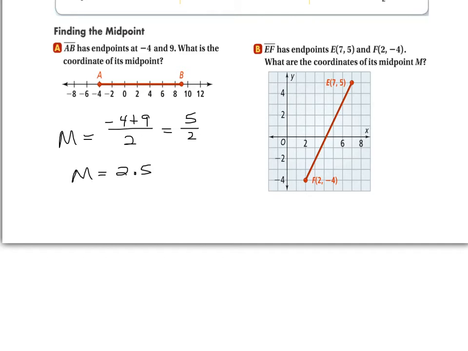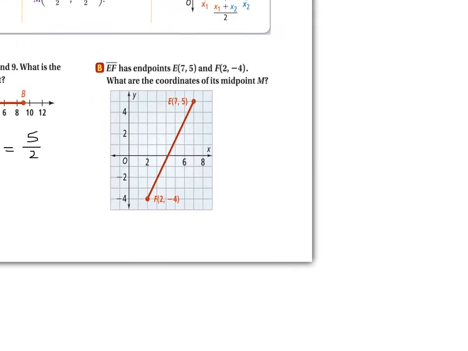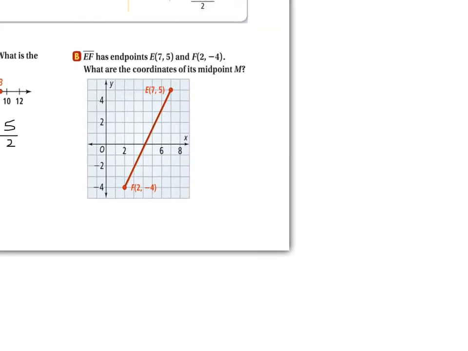Okay, so let's take a look at example B. This time it says EF has endpoints where E is the ordered pair (7, 5) and F is the ordered pair (2, -4). Find the coordinates of its midpoint. Okay, so now I'm going to do this 2 ways, an x value and a y value. I'm going to need to set this up this way.